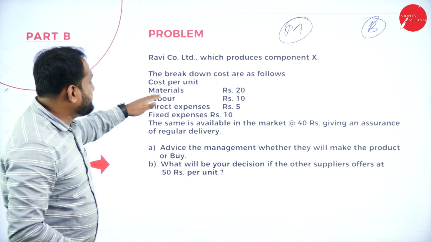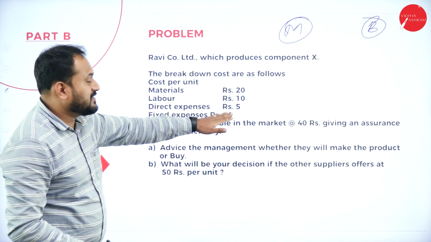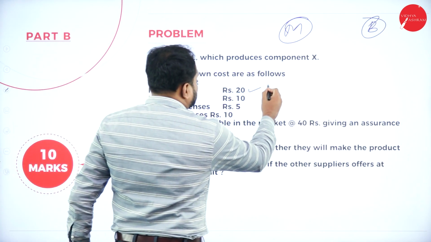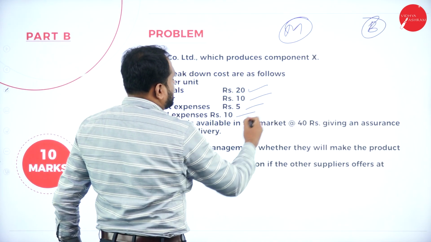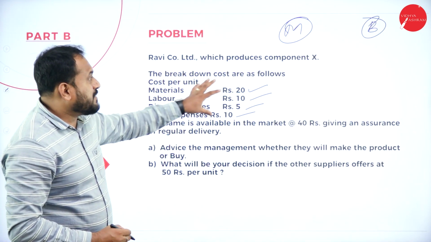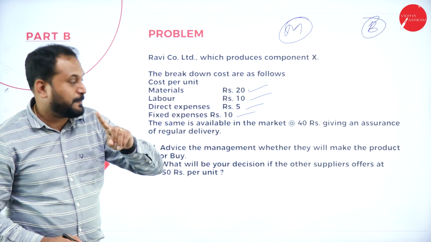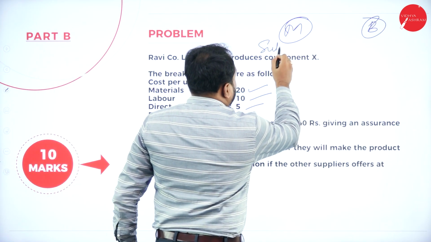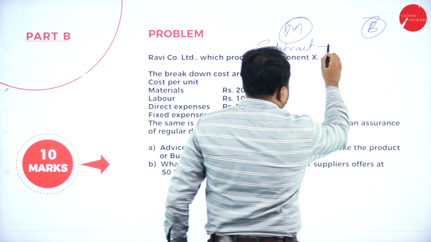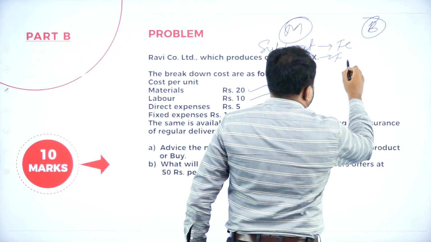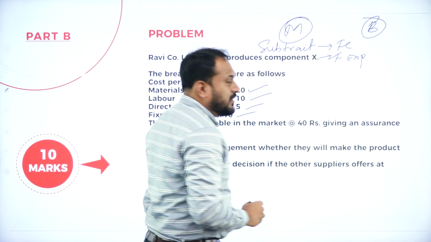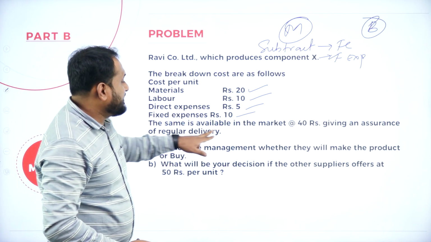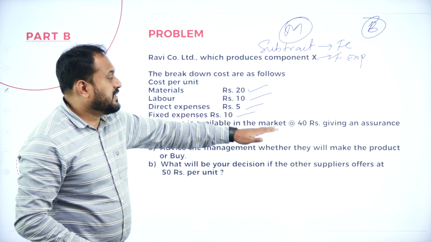So what we need to do is: material is 20 rupees, labor is 10, direct expenses is 5, fixed expenses 10. Just do the totaling of it. 20 plus 10 is 30, 30 plus 5 is 35, 35 plus 10 is 45. So to make a product it is 45 rupees, but don't go for that. Whenever you make a product, you always need to subtract the fixed cost, or fixed expenses. So here when you go 20, 10, 5, how much is it? 35. Now they say the same is available in the market at 40 rupees, given an assurance.